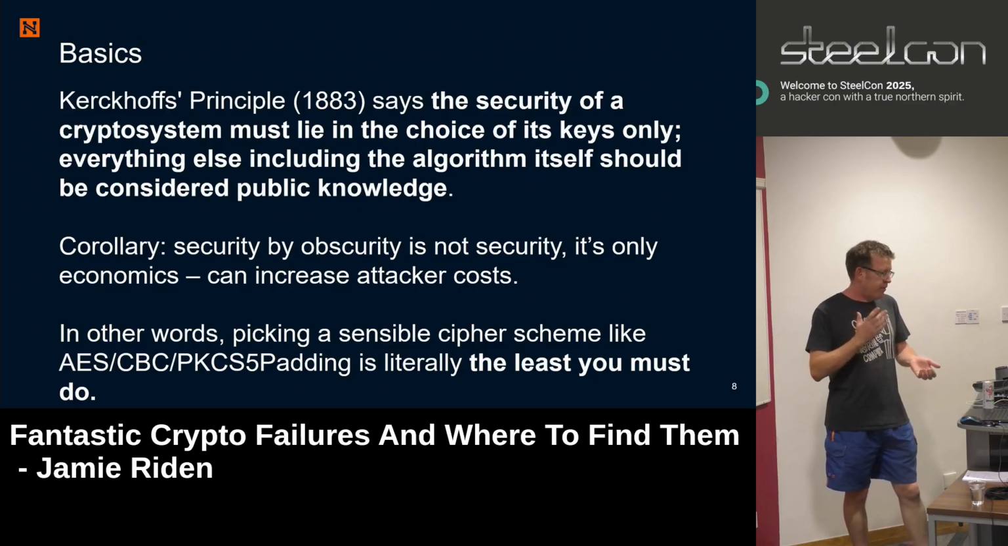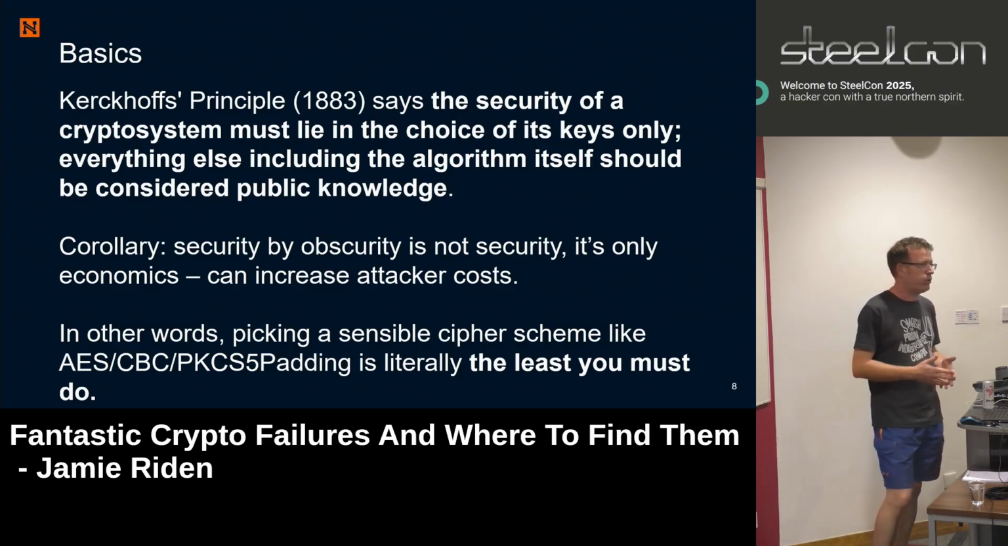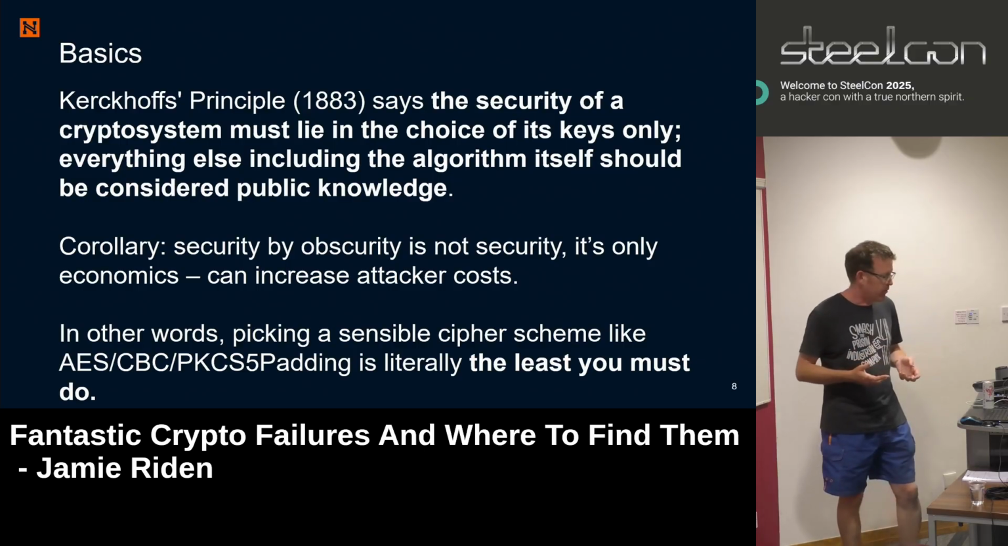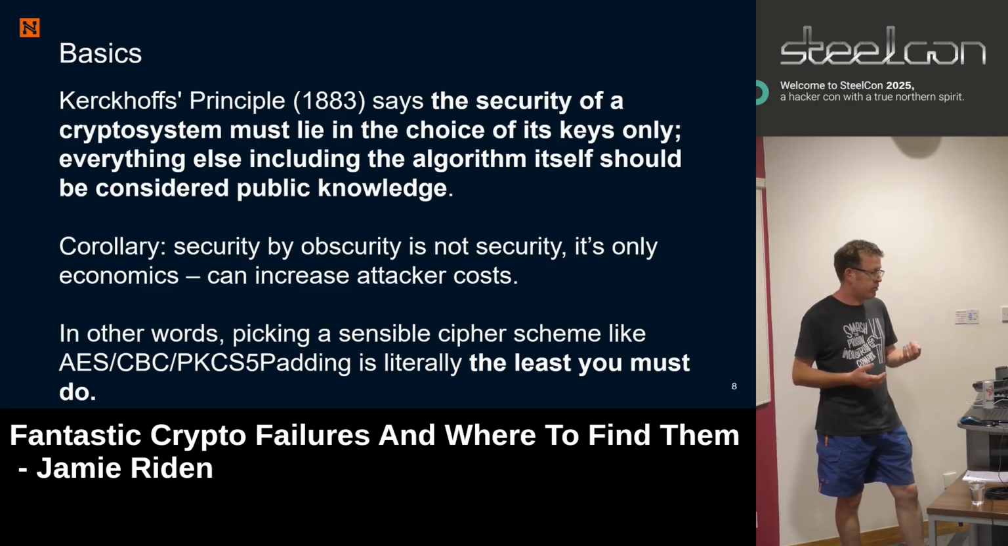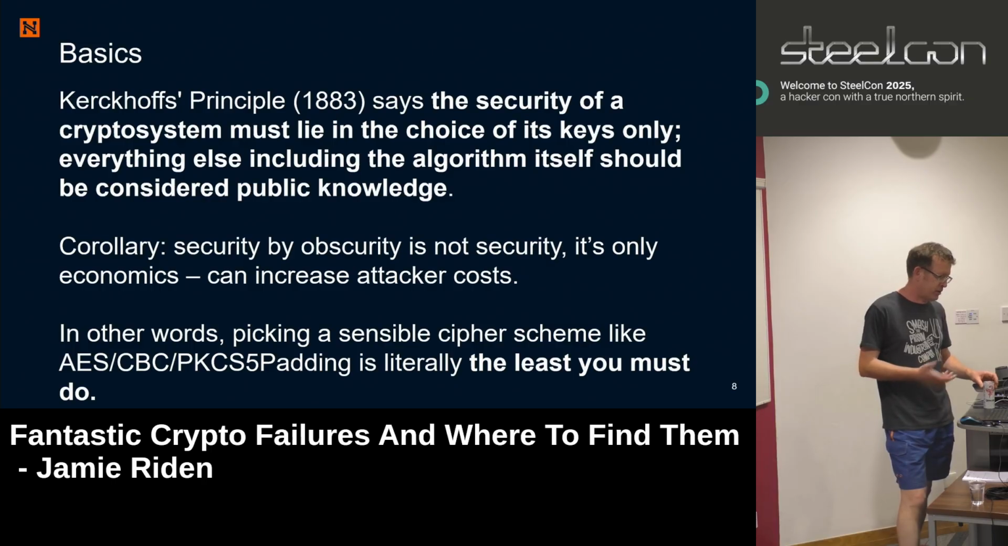So in the very basics, Kerckhoffs said, assume your algorithm is public. So that's AES CBC. Everyone knows that you're going to be using something like that. The key is the only bit that must remain secure. And so the corollary of that is security by obscurity is not really security, it's only economics. So like I say, with DRM, you can make it harder for people, but in some cases, you can't make it impossible.